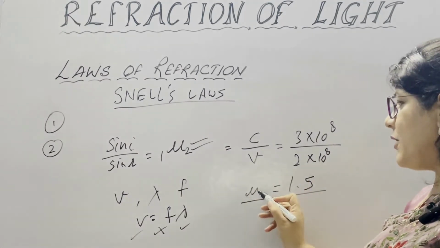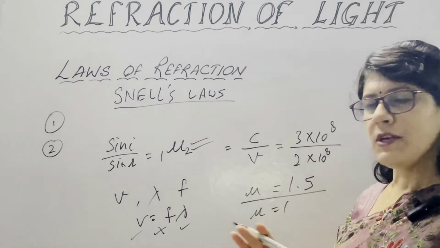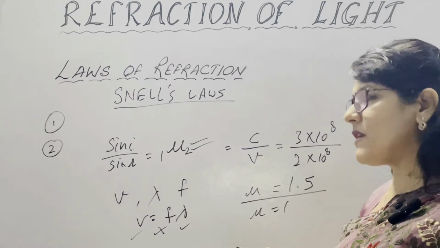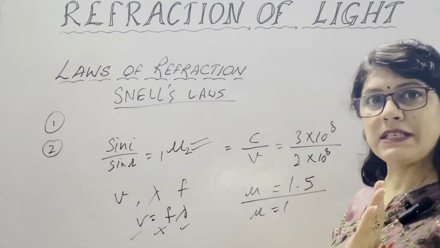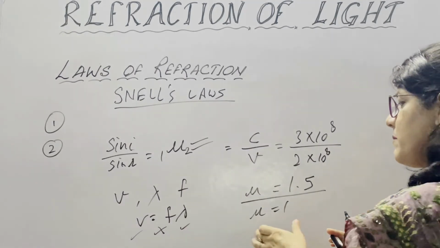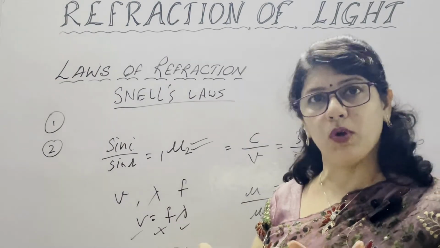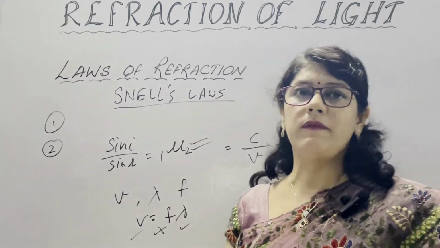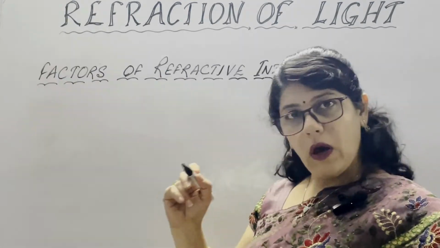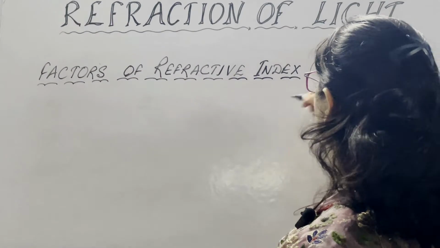But if the value of mu is 1, then it means the refractive index of both media is the same, so there is no deviation. The first case we have discussed earlier, when i is 0, then r is 0, meaning the ray passes undeviated. The second case is when mu is equal to 1, or you can say when the speed is the same in both media, it means refractive index is equal to 1 and there is no deviation in the path of the ray of light. Now coming to factors of refractive index, it means mu.